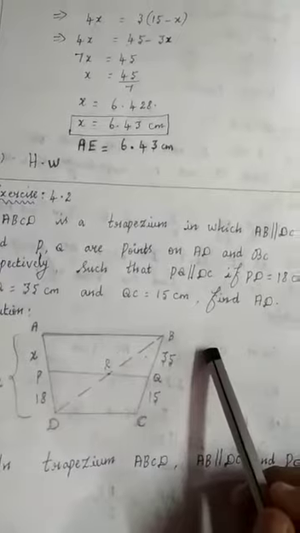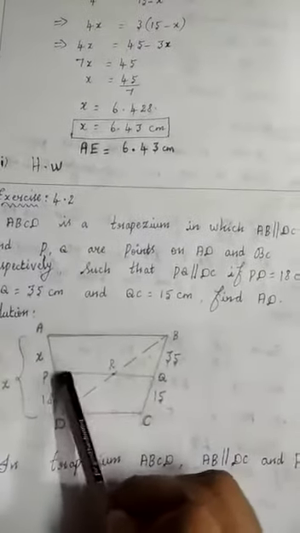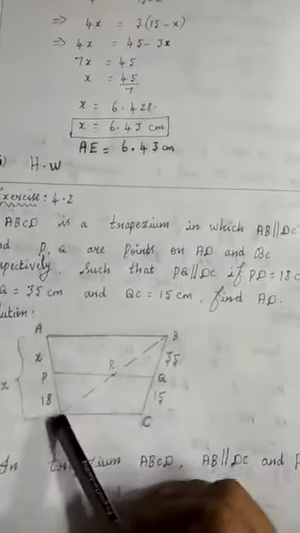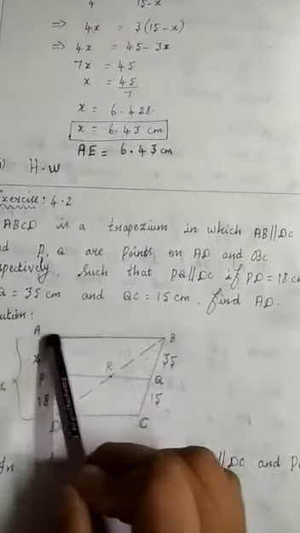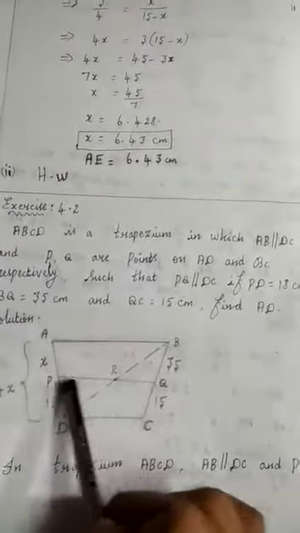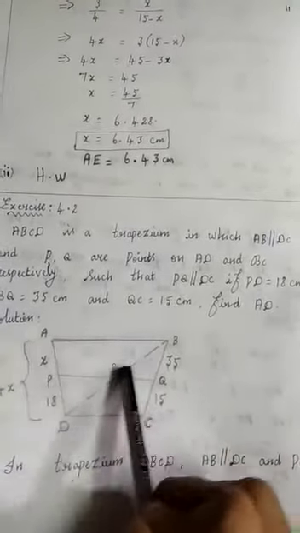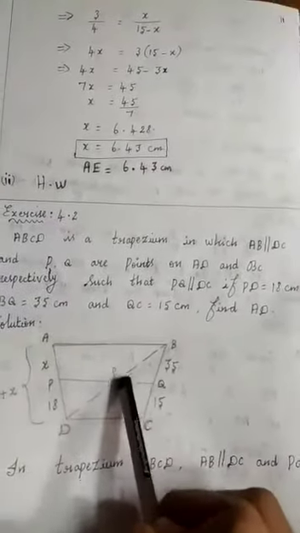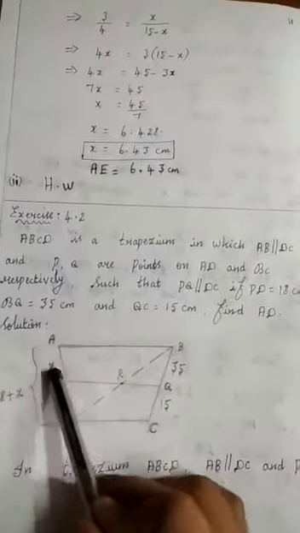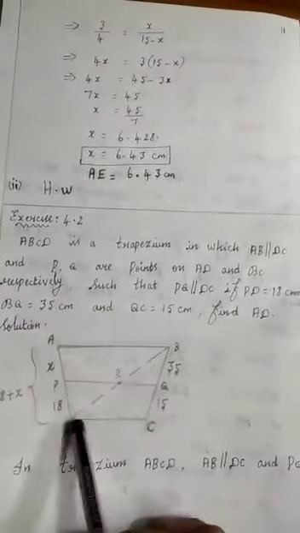So how can we write this? In triangle ADB, PR is parallel to AB, so this line divides the sides in equal ratio. That means AP divided by PD is equal to PR divided by RD. Up and down, as we wrote there, here also up and down only you have to write.